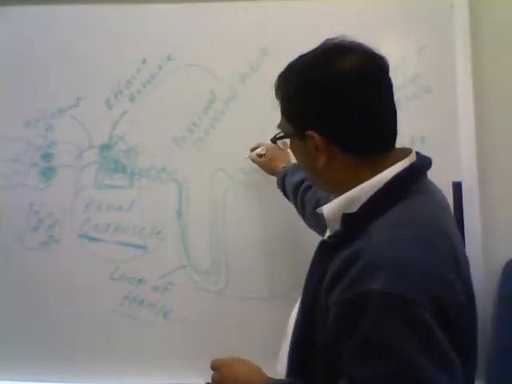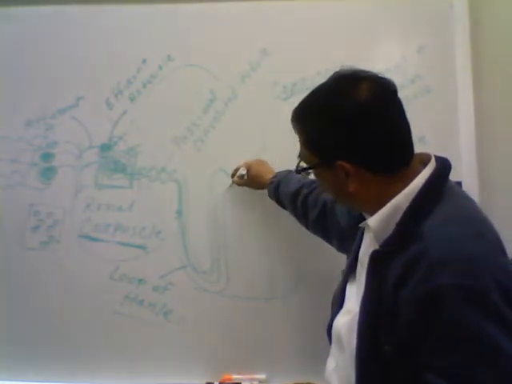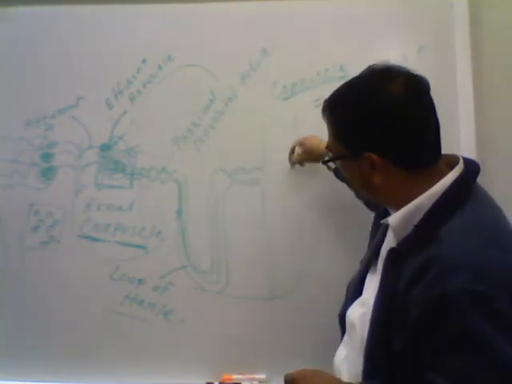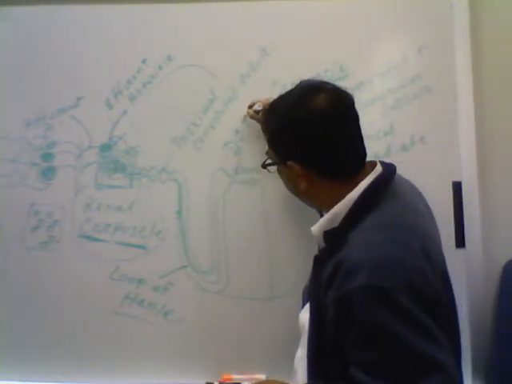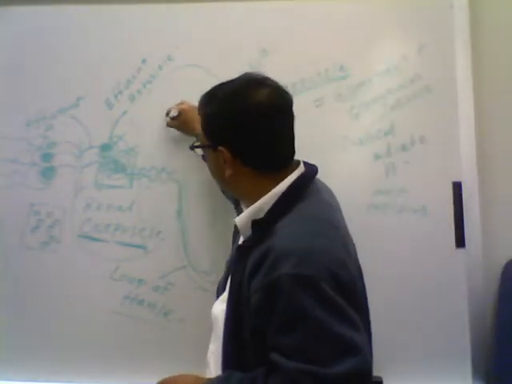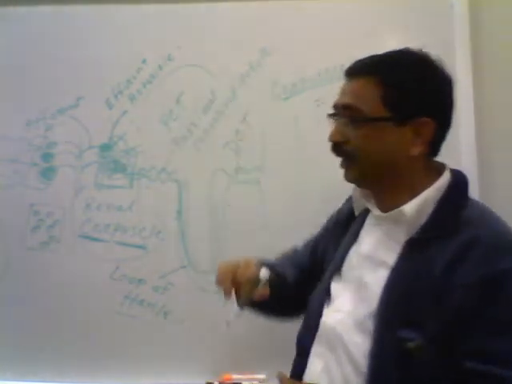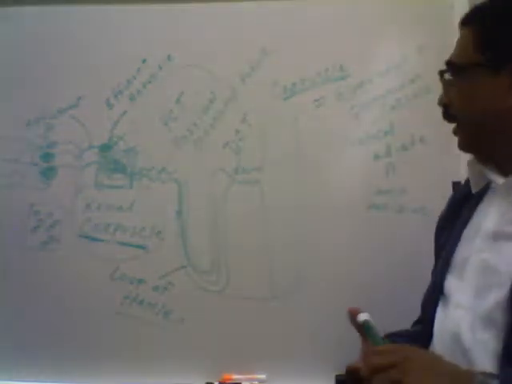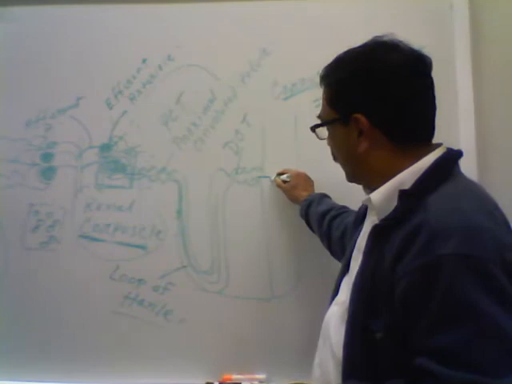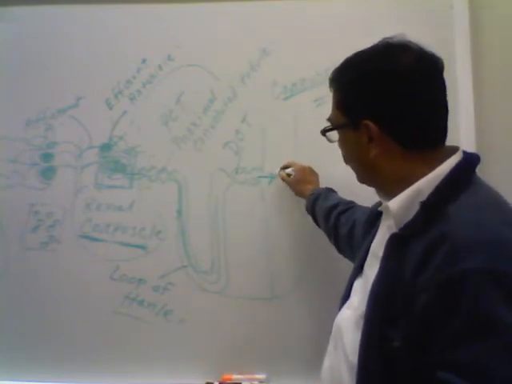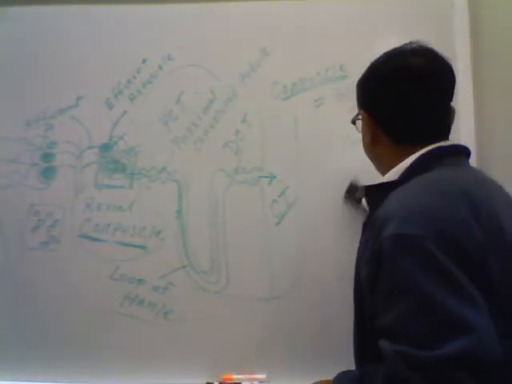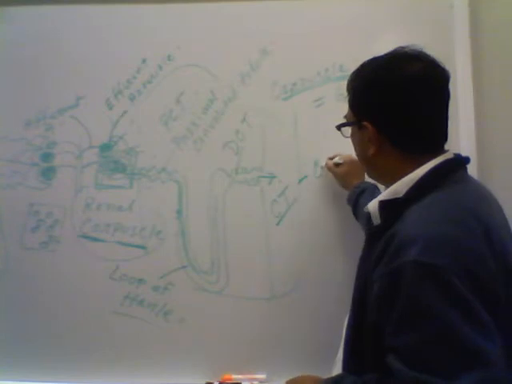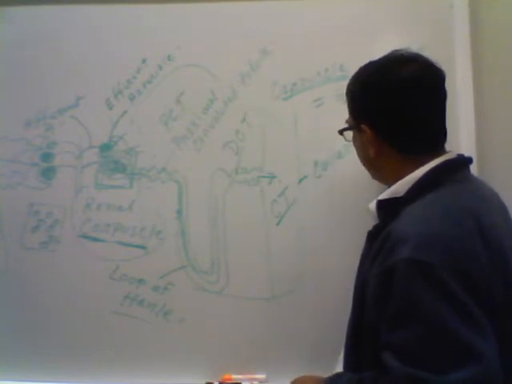And then this part is the distal convoluted tubule. Again it becomes convoluted, not straight. This is the PCT, proximal convoluted tubule, and this is the DCT, distal convoluted tubule. And then the distal convoluted tubule gives the fluid, or urine, into the last part, which is called the collecting duct.